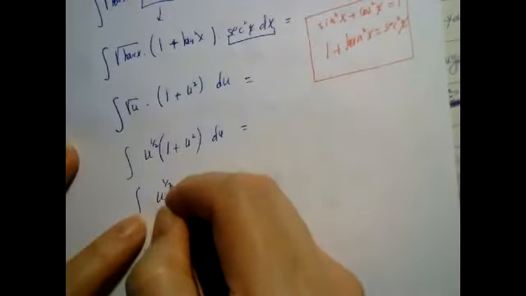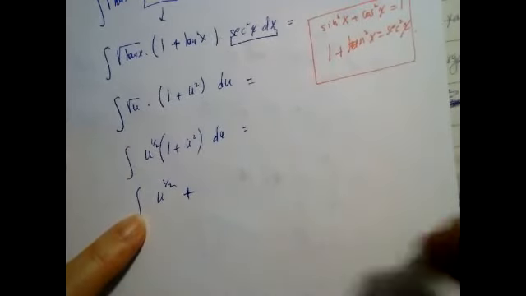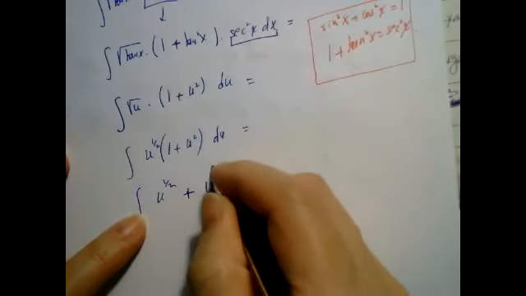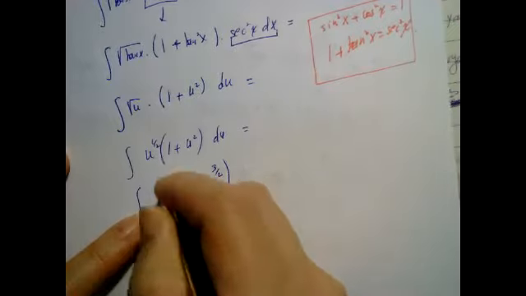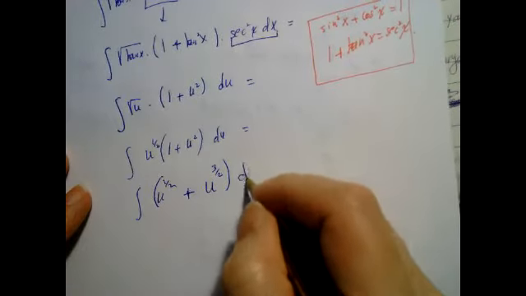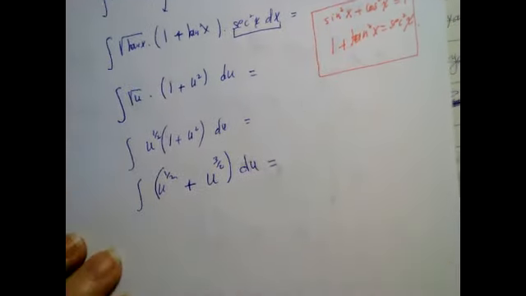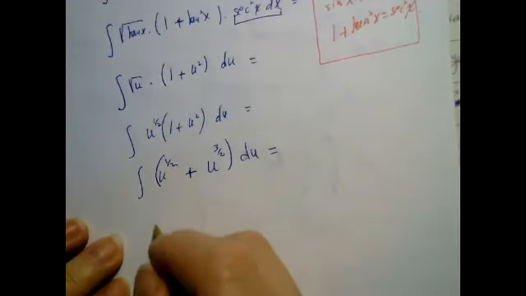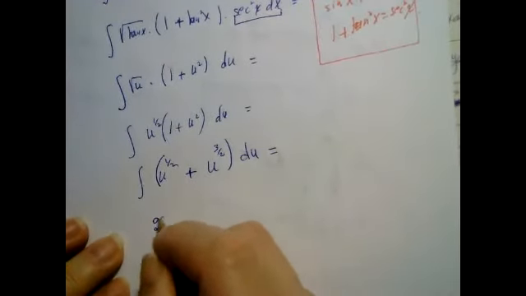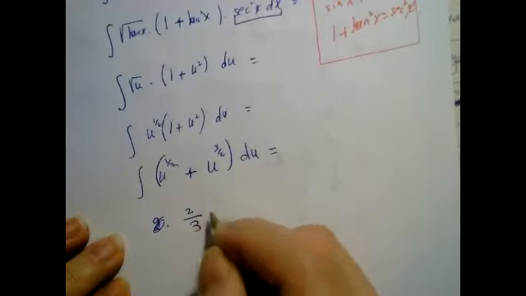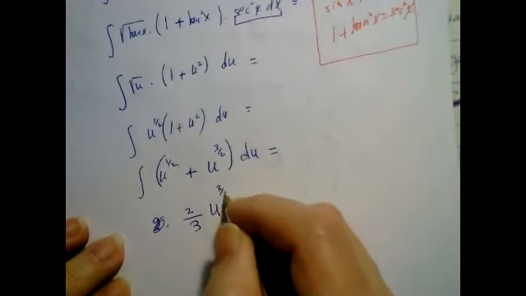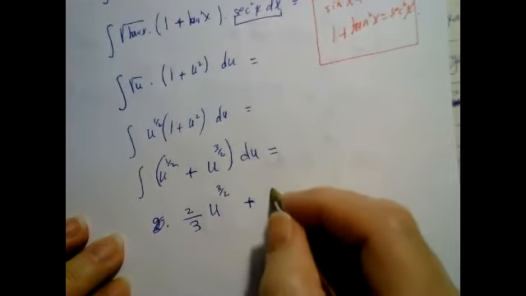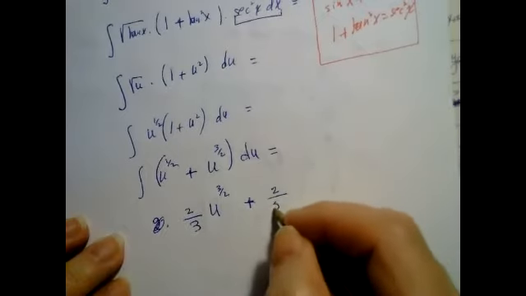Sure. Okay, so now this will give me u to the power a half plus u to the power 3 half. So we're multiplying, meaning adding the powers. And then it's a simple integration. This will give me 2/3 u to the power 3 half. And that will give me, we're going to add 1, 2/5.